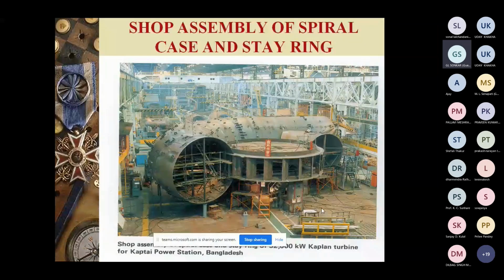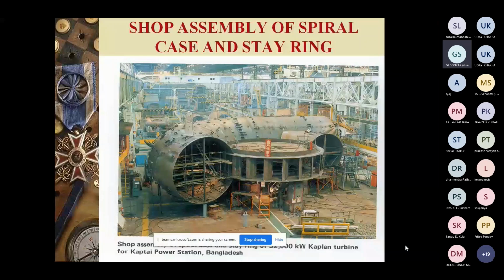You can see from the figure. This is my spiral casing, and the fixed vanes you are seeing. These are the stay vanes. This gives the direction to the water for the turbines. That means whatever water is coming through the spiral casing, it should flow towards the turbines. This is the intention of the design engineer, and it gives the direction.